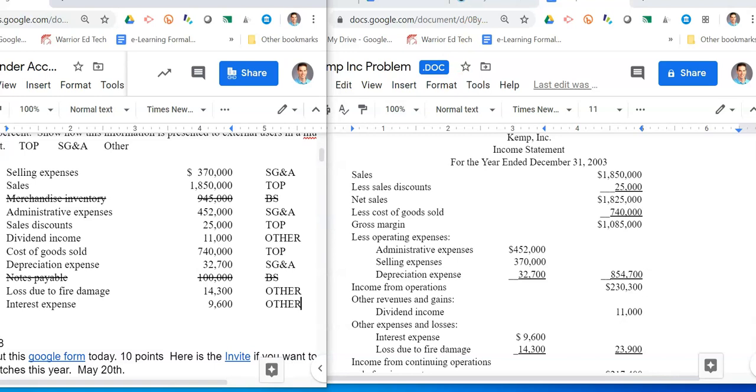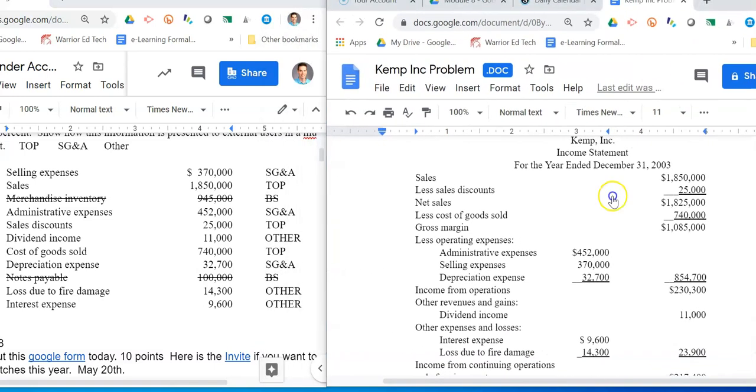Let me just pull this over a little bit more. There we go. Okay, so sales is at the top. Obviously, when you hear top line growth and you watch the business news and they say top line growth was 5%, what they're talking about is the sales figure.